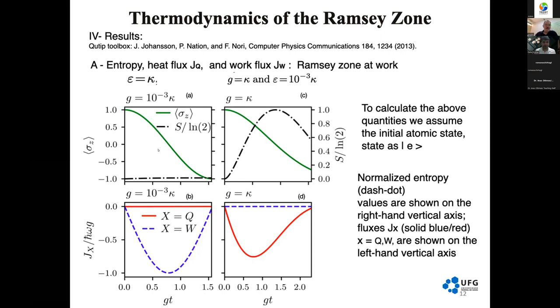Okay, let's pay attention only to these two gaps. Here, the atom evolves purely. A rotation is being applied and the Ramsey zone has worked successfully.